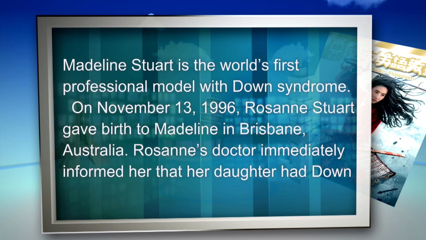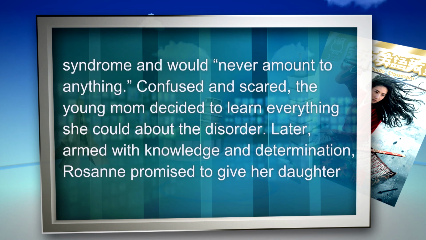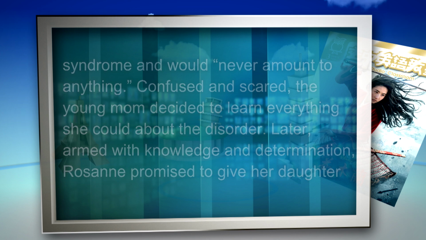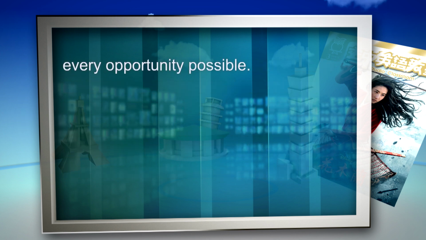On November 13, 1996, Roseanne Stuart gave birth to Madeline in Brisbane, Australia. Roseanne's doctor immediately informed her that her daughter had Down syndrome and would never amount to anything. Confused and scared, the young mom decided to learn everything she could about the disorder. Later, armed with knowledge and determination, Roseanne promised to give her daughter every opportunity possible.